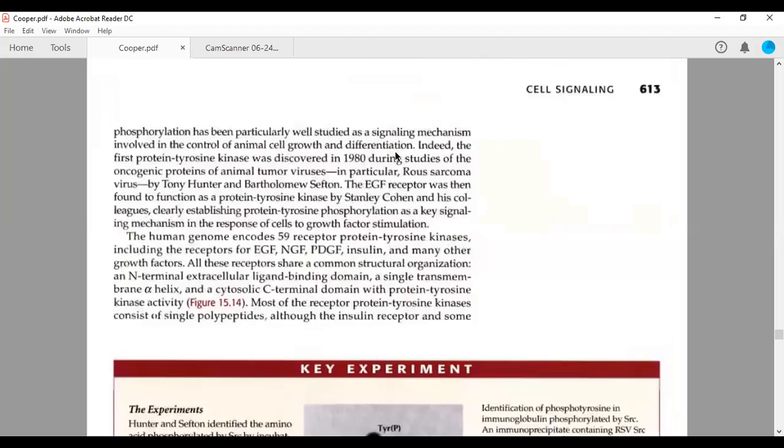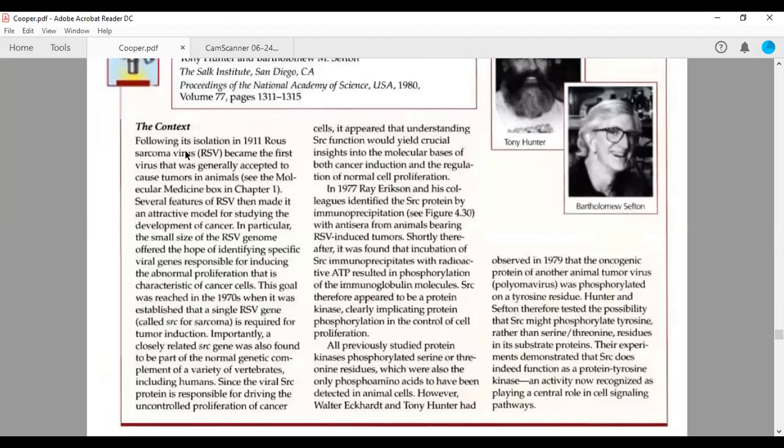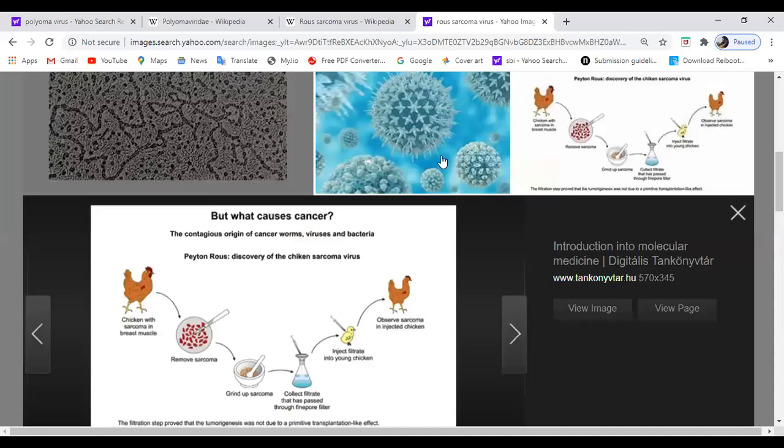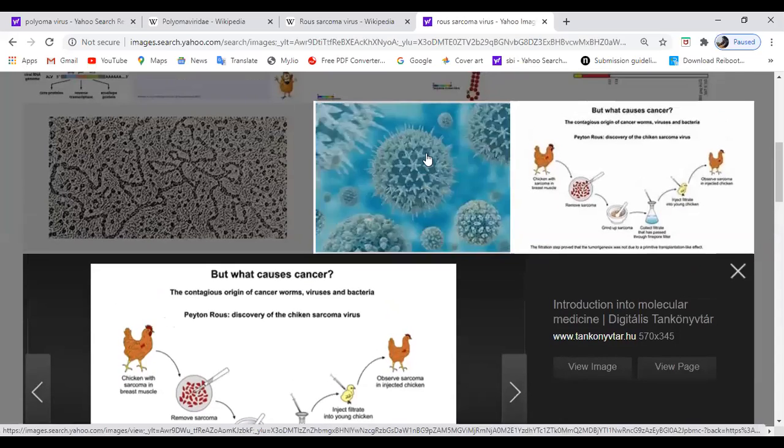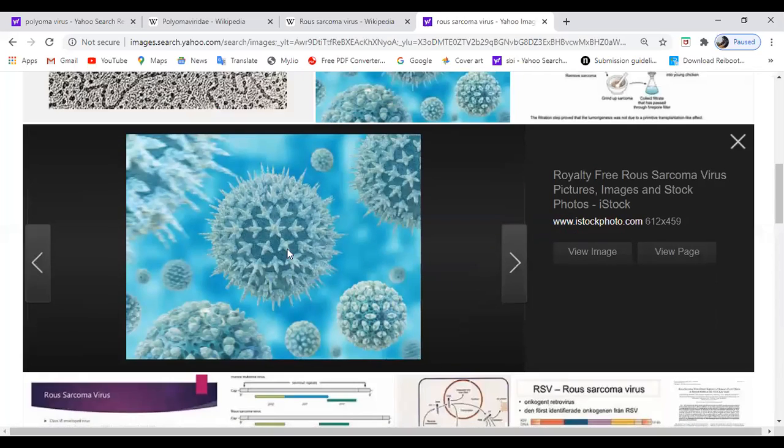Actually, Rous sarcoma virus was isolated and known since 1911. It became the first virus generally accepted to cause tumors in animals. So I want to show you a new screen. See here, this is Rous sarcoma virus. This virus was known since 1911.